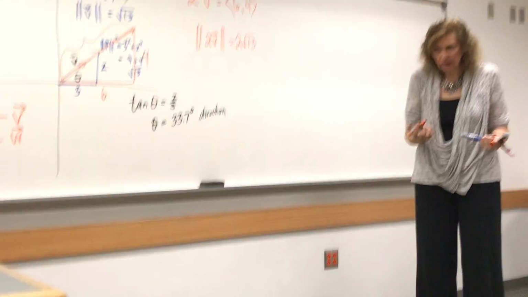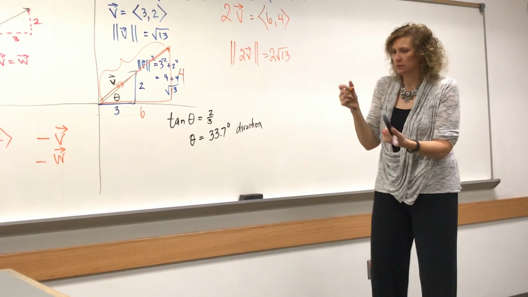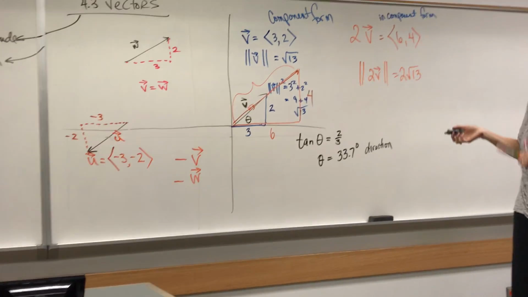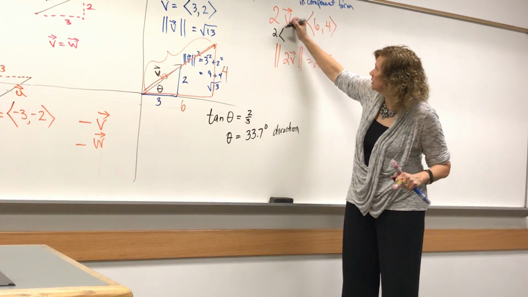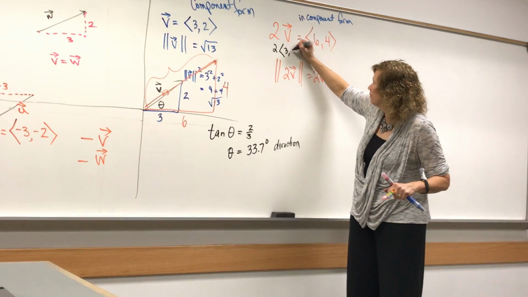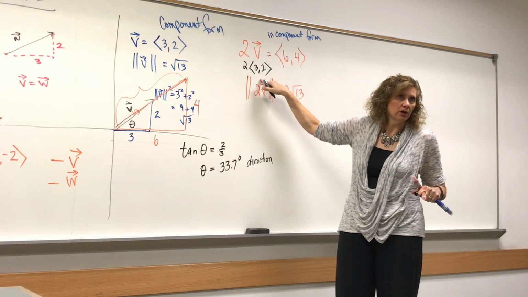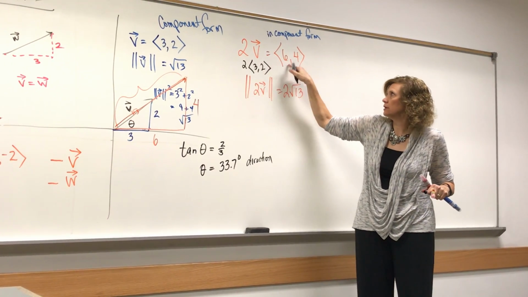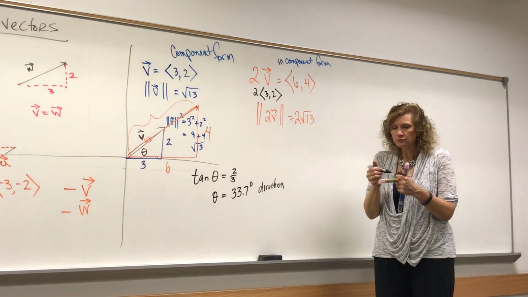How visual do you have to be? I do trig a lot, very visual. I don't know if you like it, hopefully you do. But we can also say 2 times the component form, and it's basically double each portion of component form. So double 3 and I get 6, double 2 and I get 4. Okay.